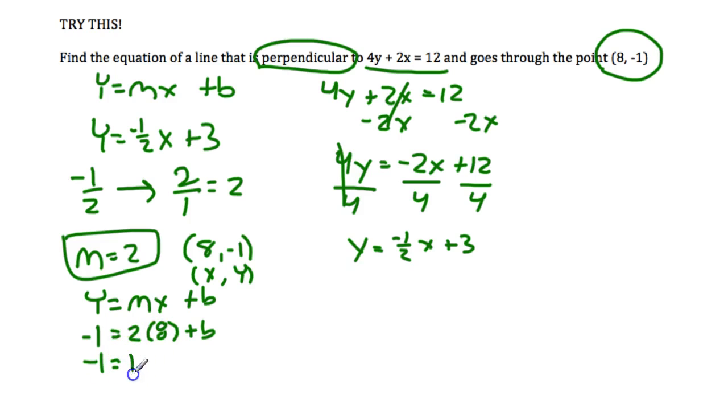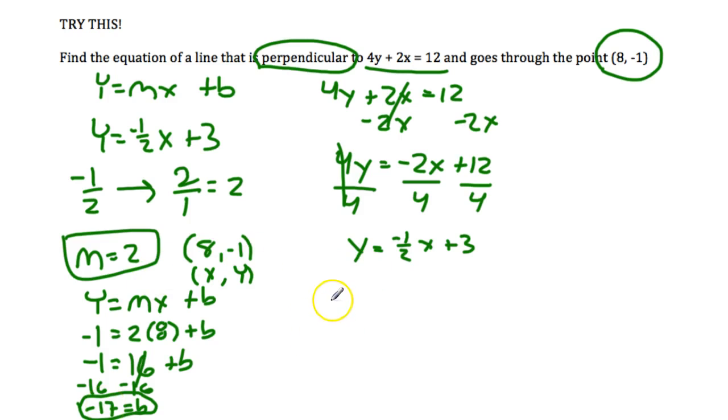2 times 8 is 16. Subtract 16 from both sides because I want to find out what b is. Bam, gone. -1 minus 16 is -17, equals b. Alright, so that's my y-intercept right there. So I've got my slope, 2, and my y-intercept, -17.